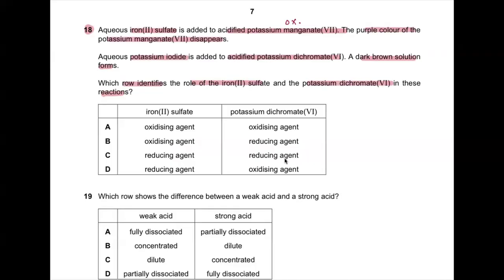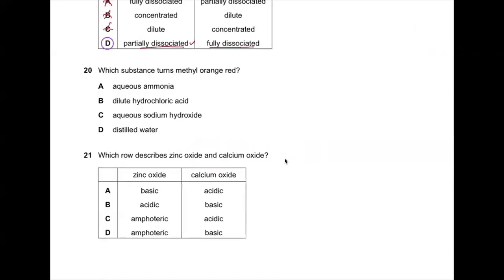Now, MCQ number 21, which row describes zinc oxide and calcium oxide? So if you recall, zinc oxide is an amphoteric oxide. So zinc oxide amphoteric, A and B go wrong. Calcium oxide is basic. Acidic oxides are non-metal oxides. So excluding A, B, and C, we are left with option D. So option D is the correct answer.